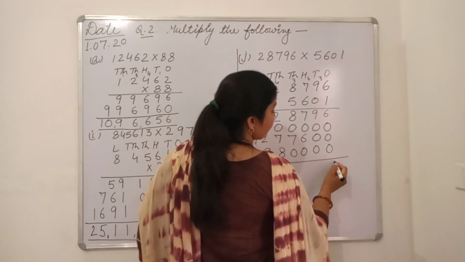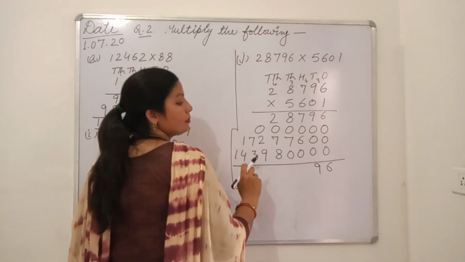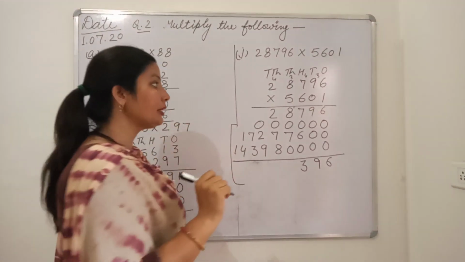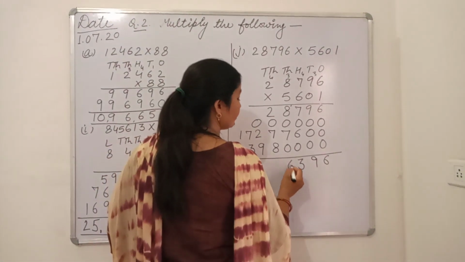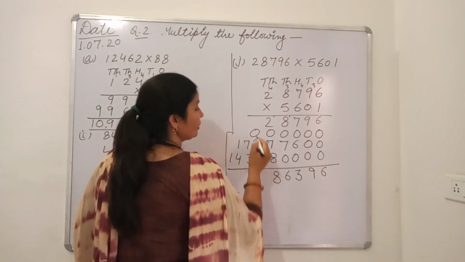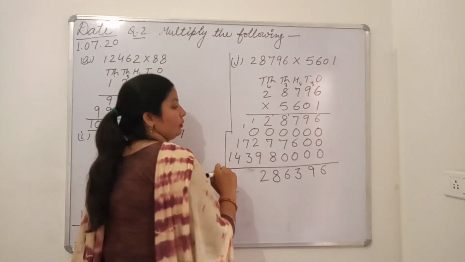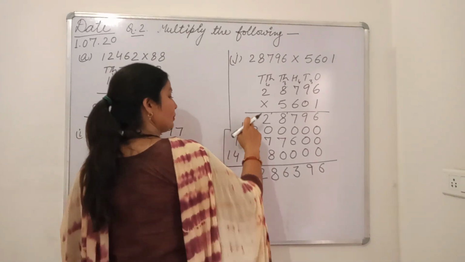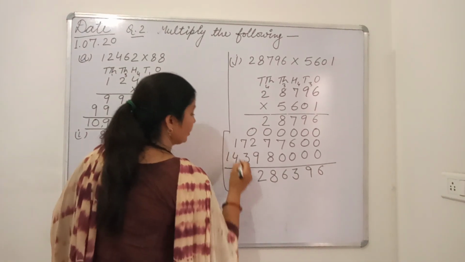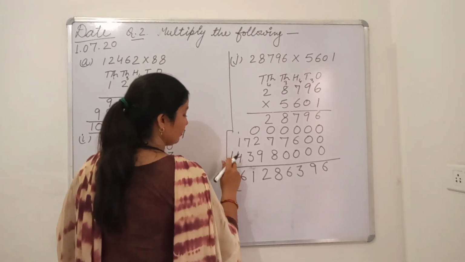6 plus 0, 6. 9 plus 0, 9. Now 7 plus 0, 7. 7 plus 6, 13. 1 goes carry. 8 plus 1, 9. 9 plus 7, 16. 1 carry. 2 plus 1, 3. 3 plus 7, 10. 10 plus 8, 18. 1 goes carry. 2 plus 1, 3. 3 plus 9, 12. 1 carry. Okay. 7 plus 1, 8. 8 plus 3, 11. 1 goes carry. 1 plus 1, 2. 2 plus 4, 6, and there is 1.